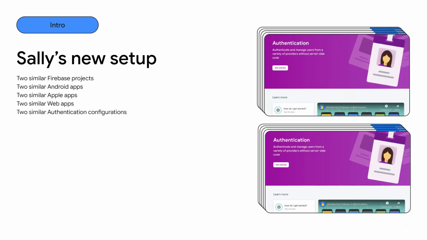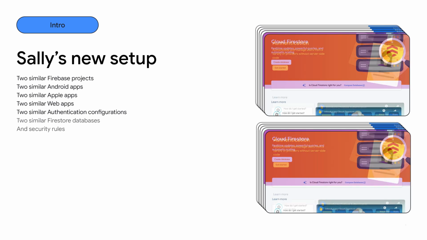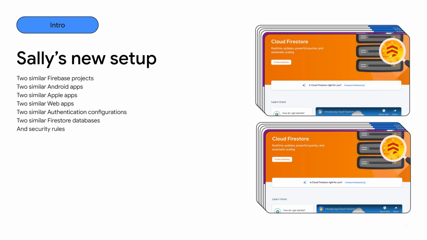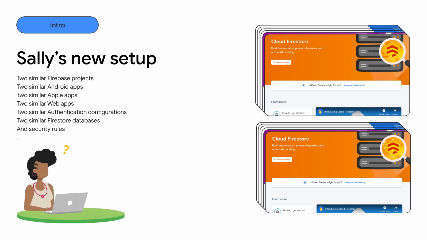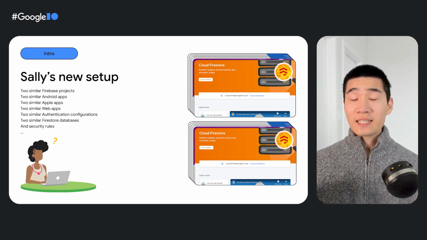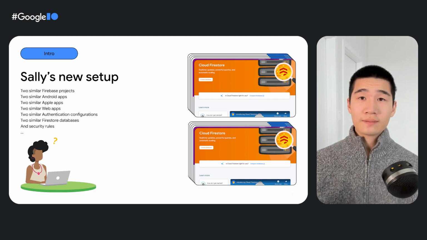Next, she sets up authentication in each project and enables the identity providers. Finally, she sets up the Firestore databases for each project, including their security rules. Phew. Although Sally is quite proud of her fluency in the Firebase console, she can't help but wonder, is there a better way to do this?